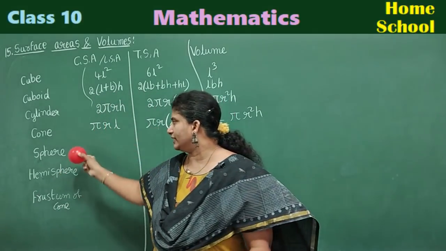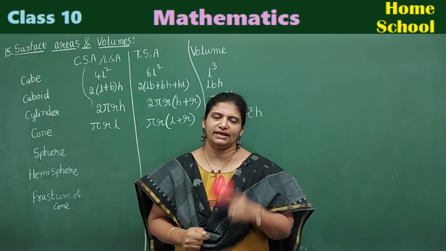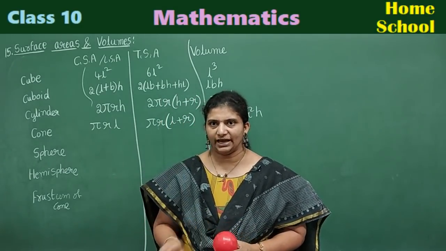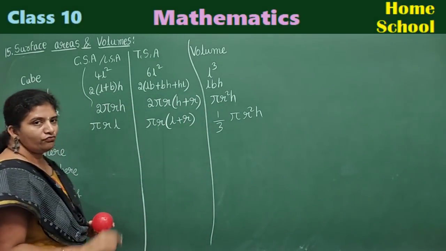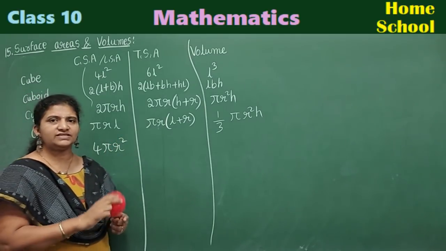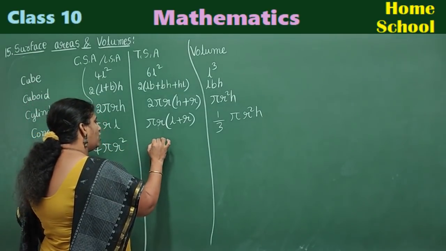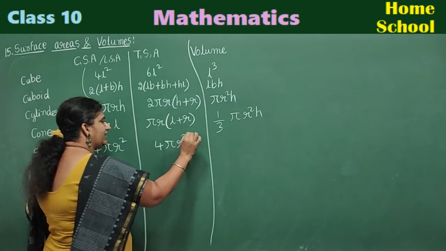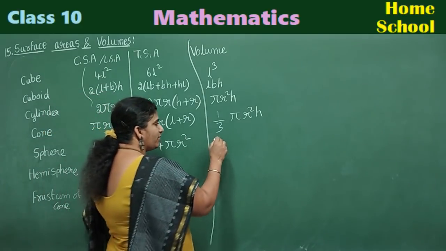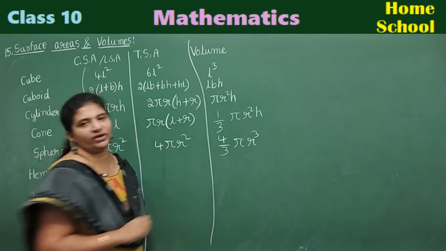Coming to your next solid, the sphere. What is the curved surface area? Curved surface area, you can always remember as 4 times the area of a circle. Area of a circle is pi r square. 4 times, so 4 pi r square. Then coming to total surface area, does it have anything extra? No. So, either for CSA or TSA, I can take the same formula. Okay. Then what about volume? Volume, you should remember, is 4/3 pi r cube cubic units.